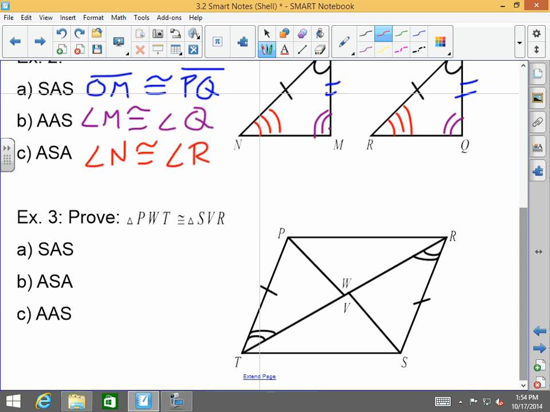Next. Now let's be careful here. Check this out. We have a little bit of a complicated one here. I want to prove that triangle PWT is congruent to triangle SVR via side, angle, side. How can I do that, my brother? Segment TW must be congruent to segment WR. Oh, very good, son. TW must be congruent to segment WR?